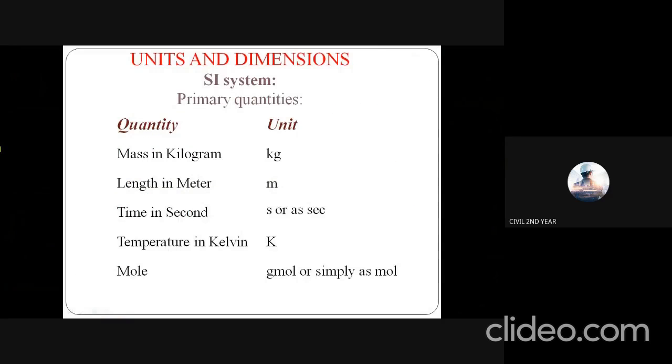Some of the units and dimensions are listed here. Mass is in kilogram, with the unit written as kg. Length is in meter, written as m. Time is in seconds, written as s or SEC. Temperature is in Kelvin, written as K. The mole is written as G MOL or simply MOL.